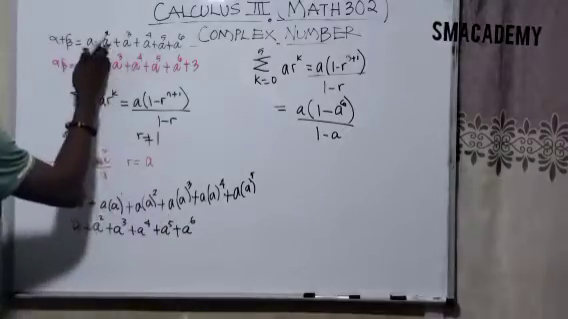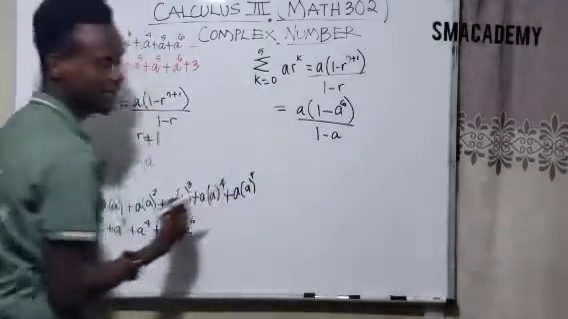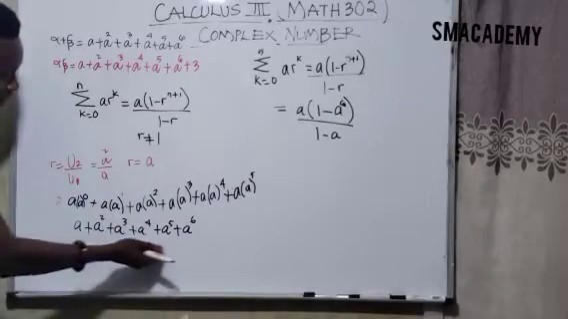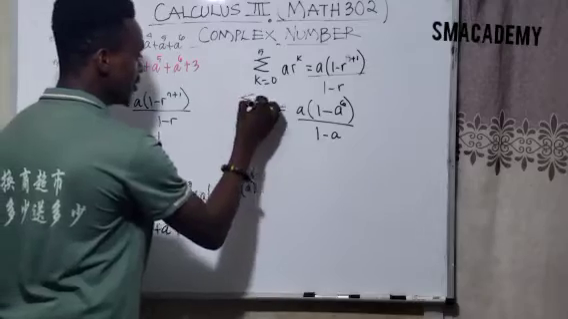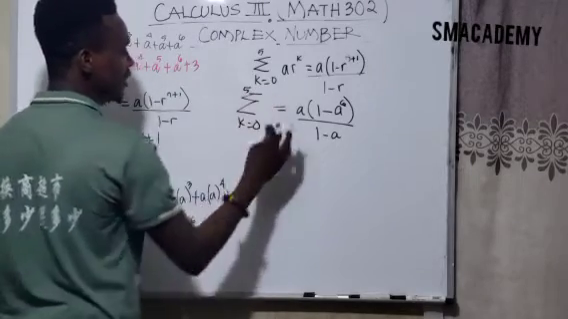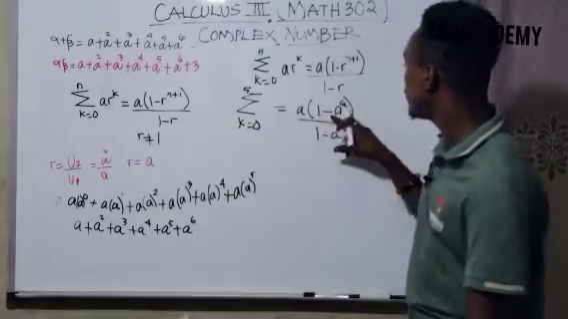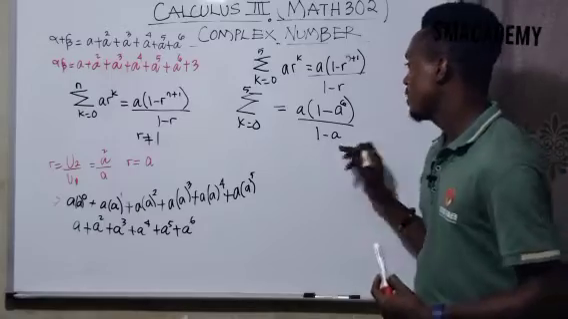all divided by 1 minus a. So the entire series here is the same as this. It means the series of this is equivalent to this. So it's the same notation: the sum from k equals 0 to 5 is equal to a times (1 minus a to the 6th power) over 1 minus a.